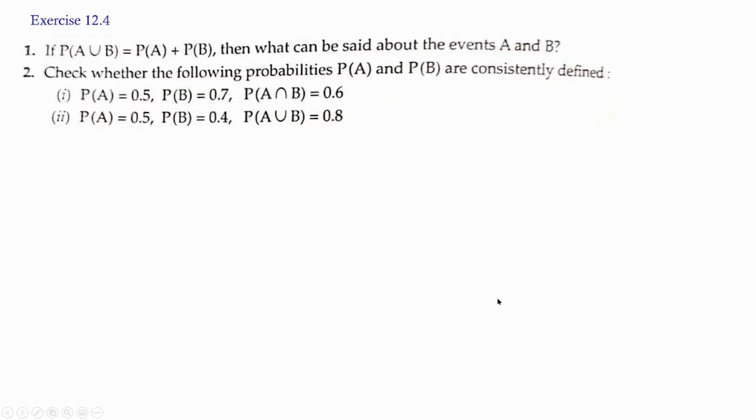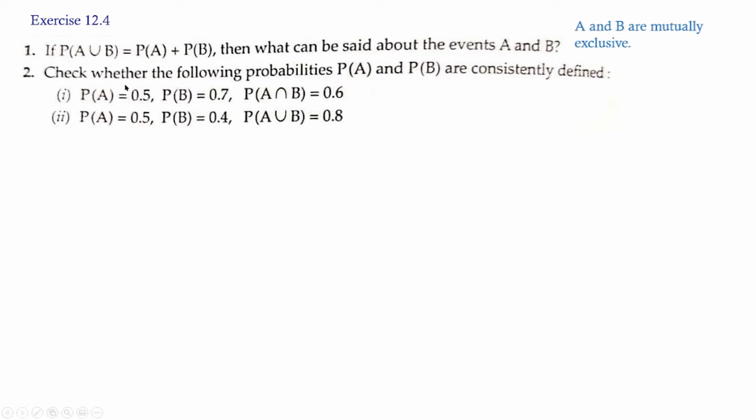Now moving on to the exercise questions from exercise 12.4. The first question: if probability of A union B equal to probability of A plus P of B, then what can be said about the events A and B? We just now saw that if P of A union B equals P of A plus P of B, it means A and B are mutually exclusive. So A and B are mutually exclusive events.